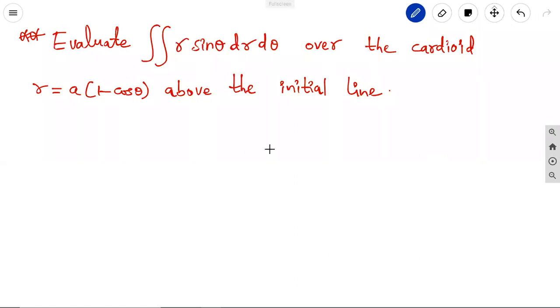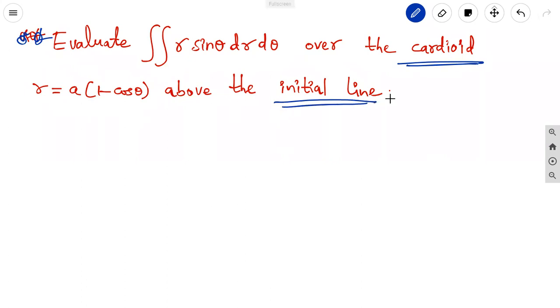Next problem. It is a very important problem. Evaluate the double integral of r sin θ dr dθ over the cardioid r equal to a(1 − cos θ) above the initial line. What is the initial line? The x-axis is the initial line. Okay, this is the y-axis.